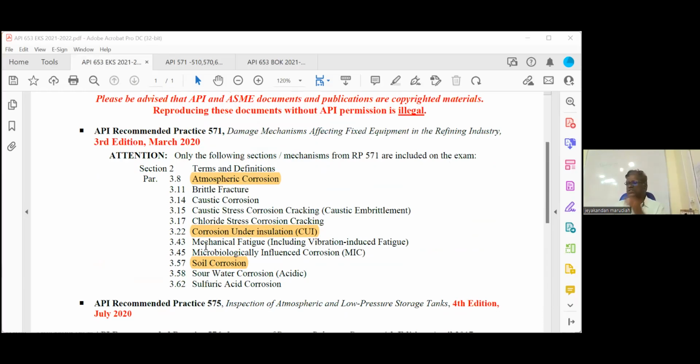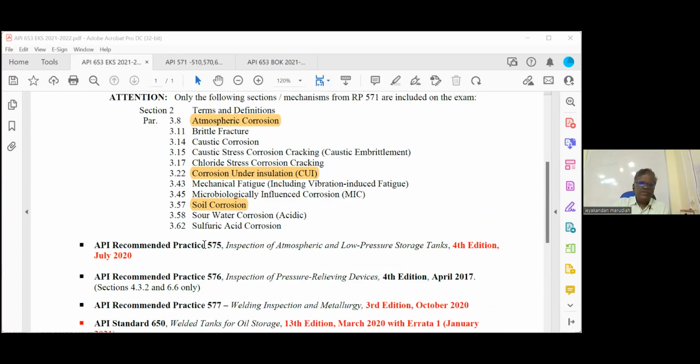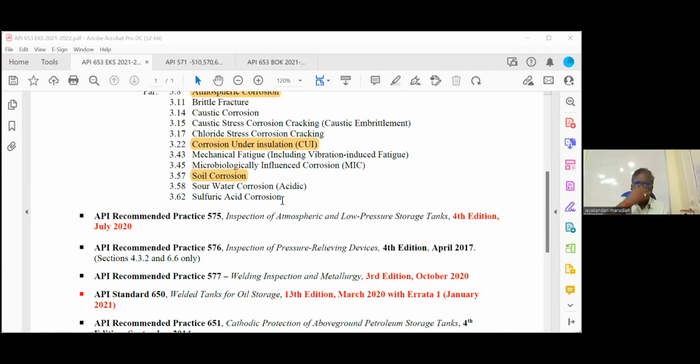The 2011 edition was not in alphabetic order. The damage mechanisms were in a different order in 2011. Yes, you have to follow this. That's why we send you soft copies. Okay, right. Thanks.